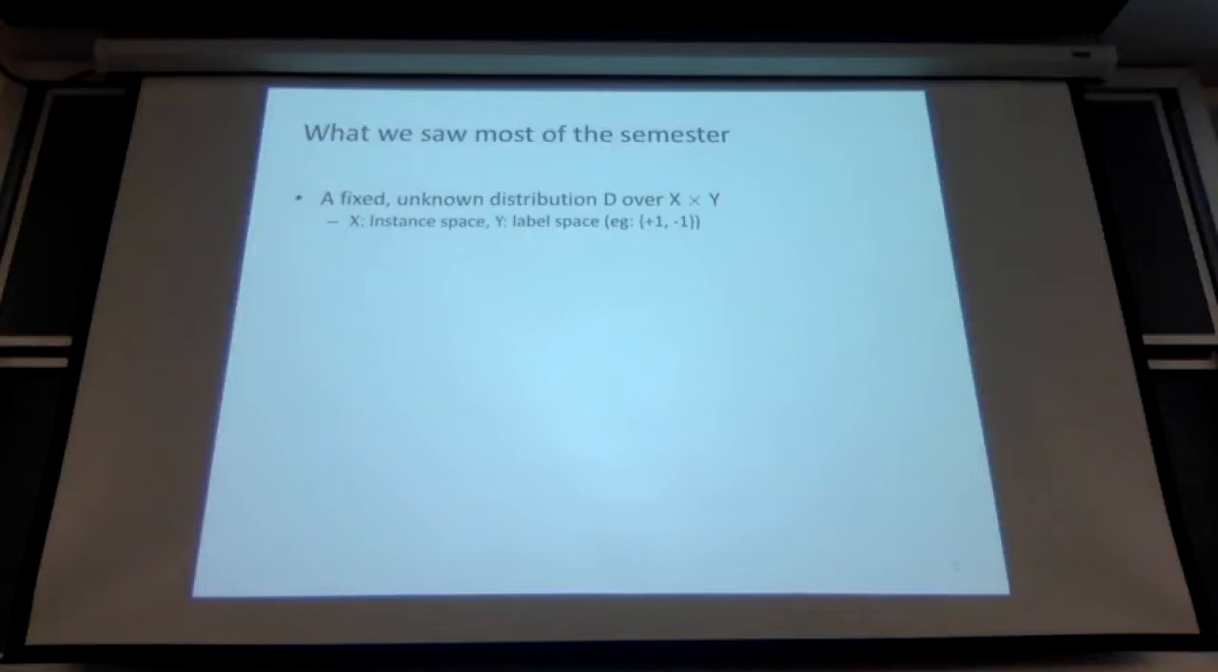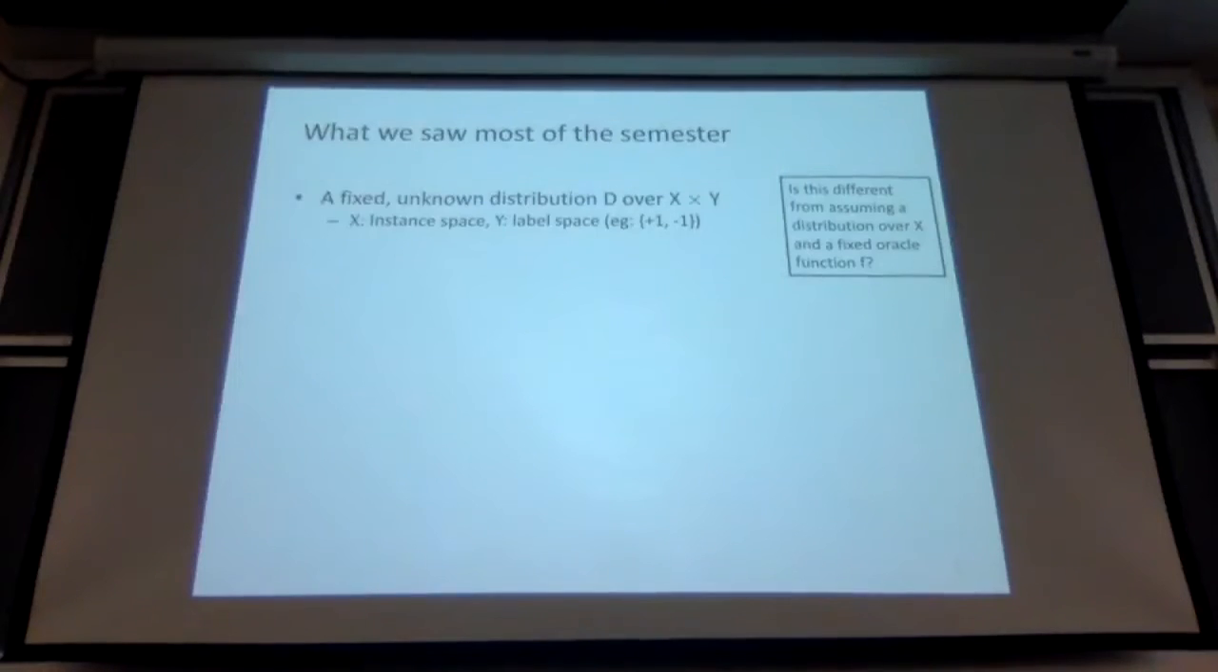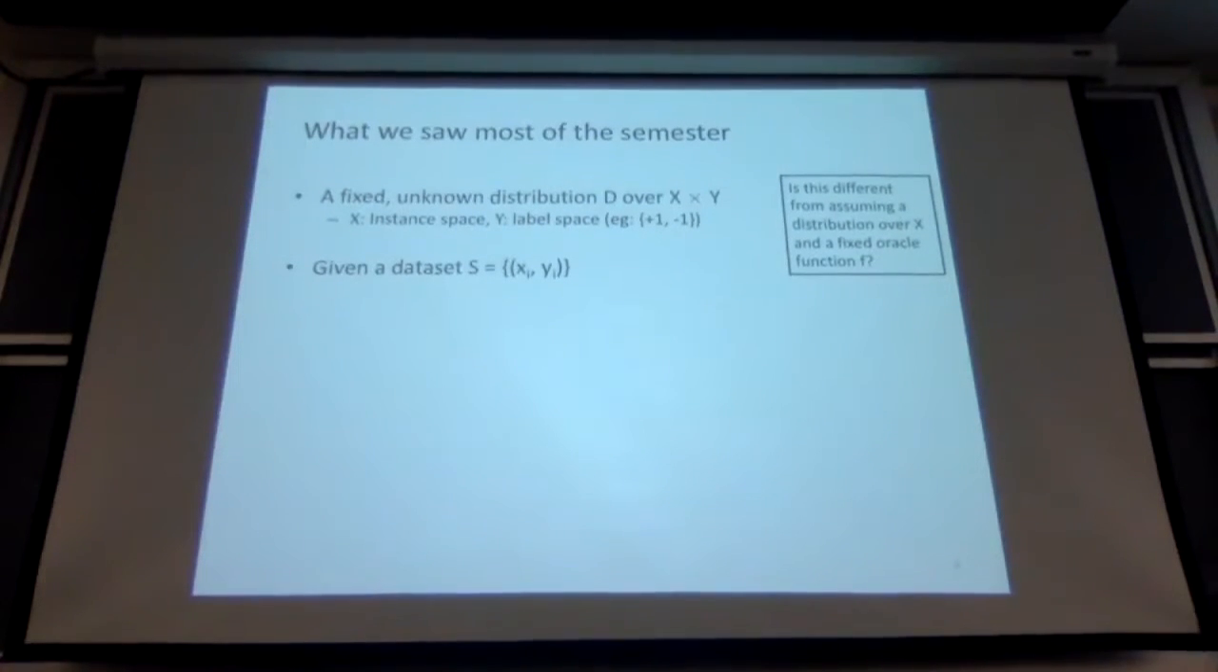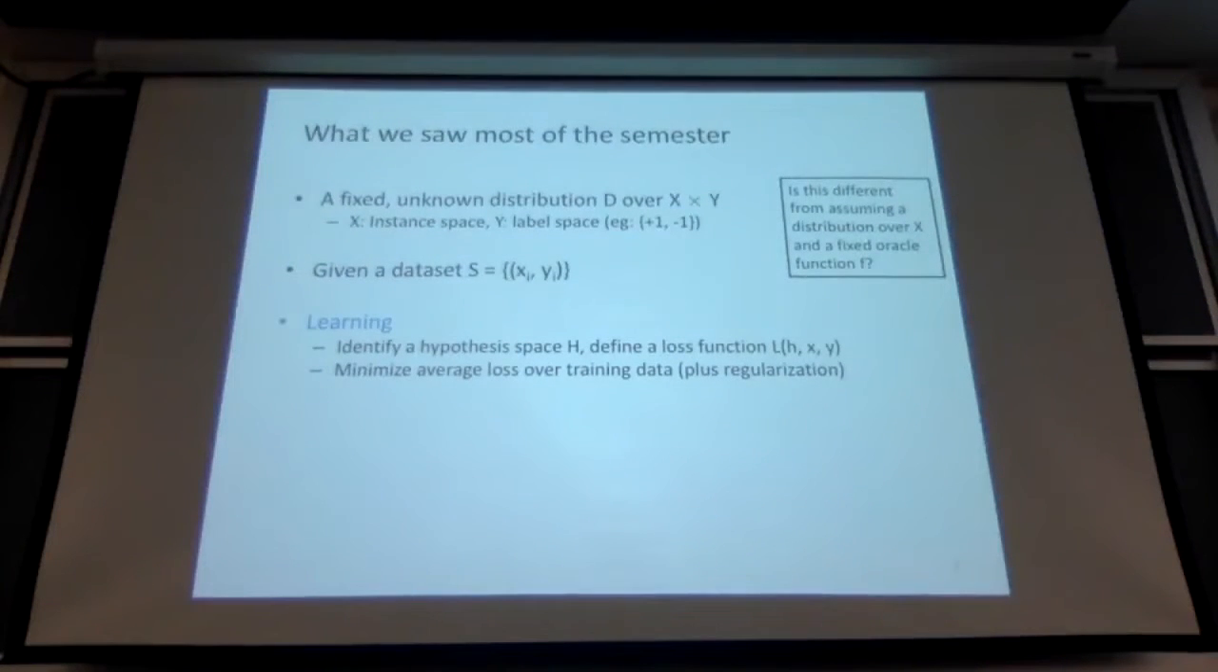For most of the semester, we assume that we have a fixed distribution over the inputs, maybe a fixed distribution over input cross output. And our goal is, given a data set drawn from this distribution, there are some slightly different ways in which you can phrase that question, and you should think about the question in the box later. So, given a data set drawn from this distribution, the goal of learning is to identify a hypothesis space, find a loss function, find a classifier that minimizes loss. This is the framework of learning as loss minimization.